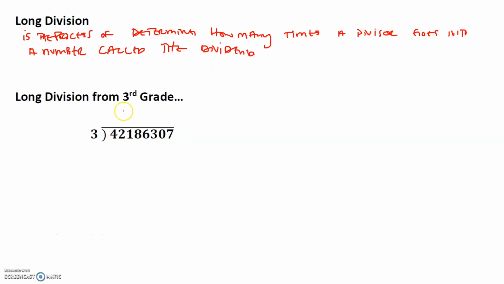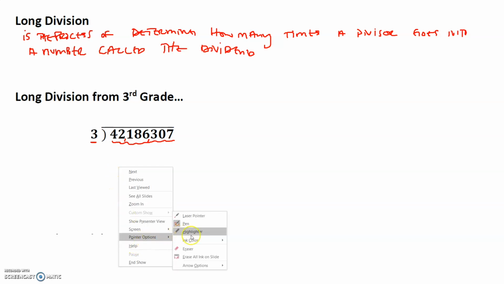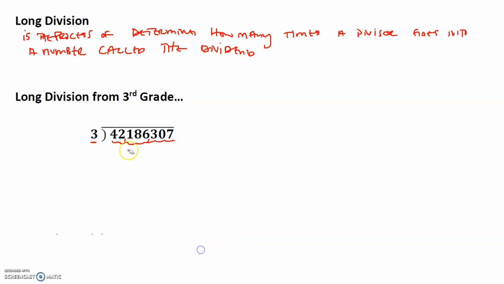Okay, so if we look down here at our problem, 3 is our divisor. We want to know how many times 3 goes into the dividend, which is 42,186,307. So we want to figure out how many times 3 goes into that number. Now we're going to change that slightly. How many times it goes into something is a great way of thinking about division, but we're going to actually shift it a little bit. Like I said, we're going to say, well, which is our answer, what times the divisor gives us the dividend.